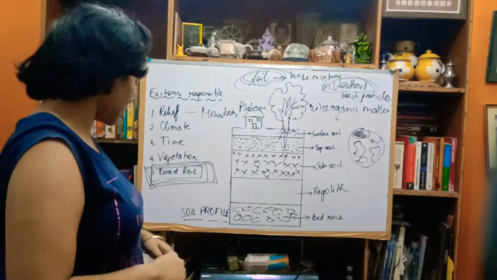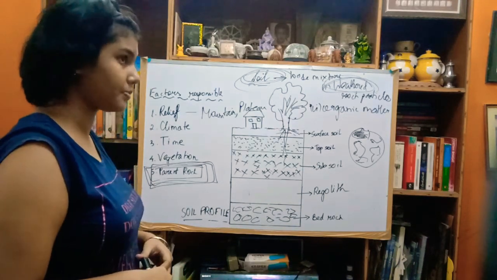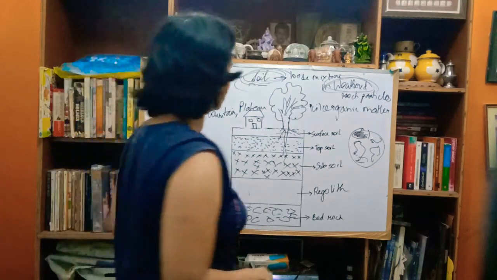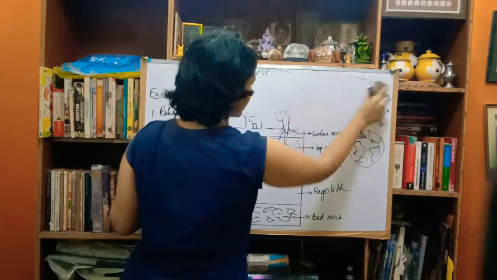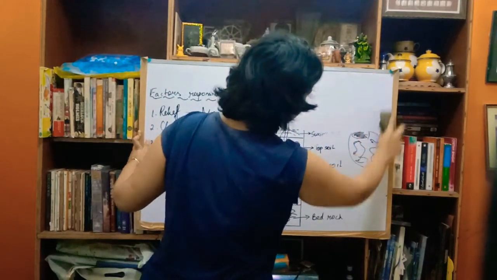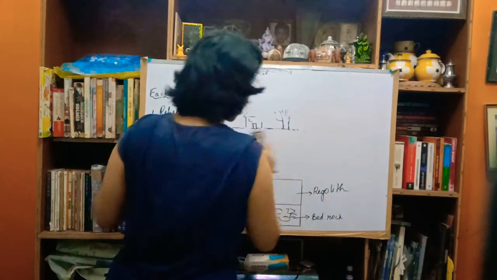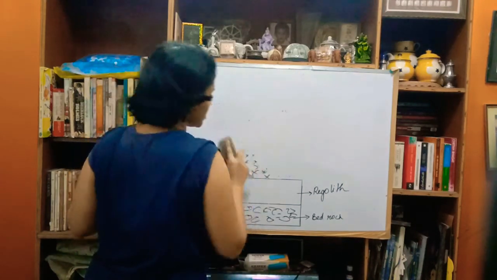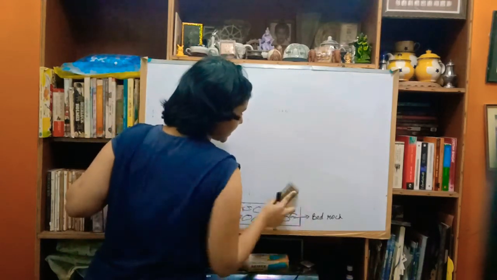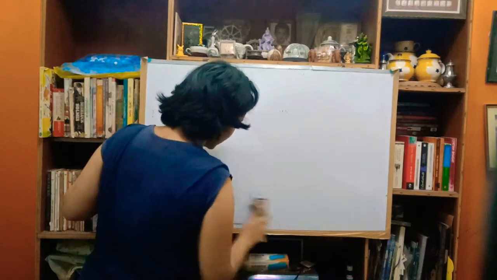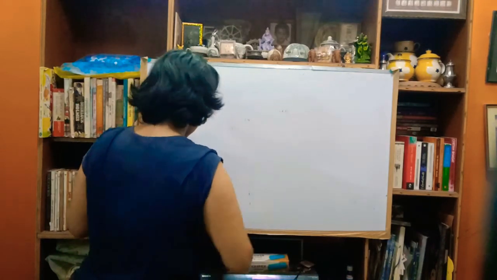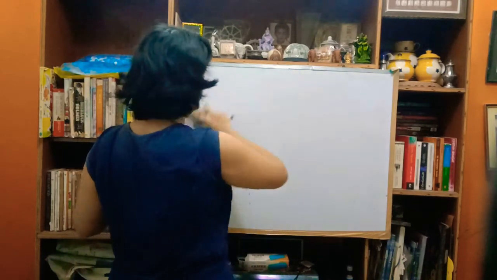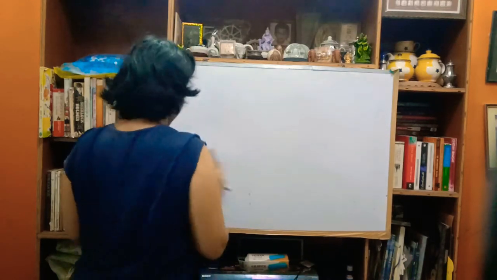Now we have the classification of soil. The classification of soil is basically of two types. This was the introduction of the chapter. I hope you understood what the definition of soil is and what are the factors responsible. Now, soil is majorly of two types. Number one being transported soil and number two being in situ soil. In situ soil and transported or ex situ soil.